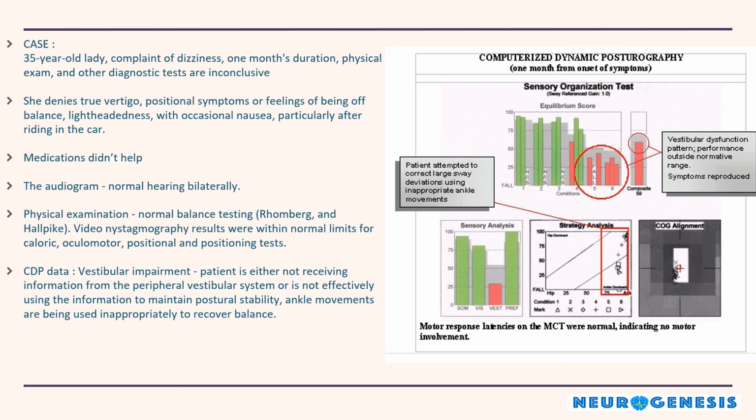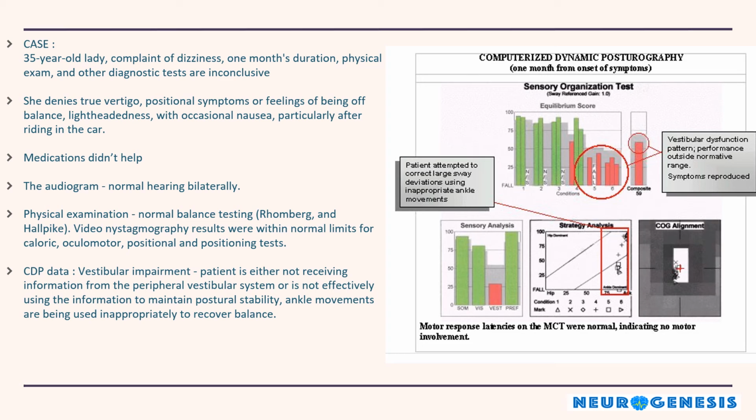So when we did the CDP or the computerized posturography, so this is a patient that is just taken from the books, and patient is either not receiving. You can see that she's got a lot of vestibular components. Okay, this main vestibular shows up, and you can see she's all over the place when she's moved, right? So the patient is either not receiving the information from the vestibular system, or she's not using it.